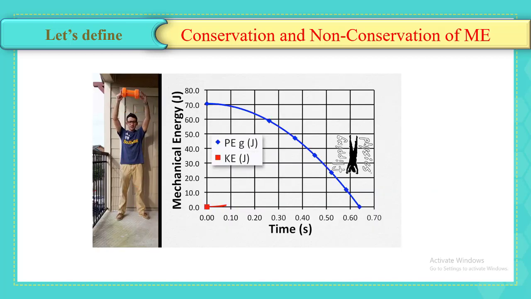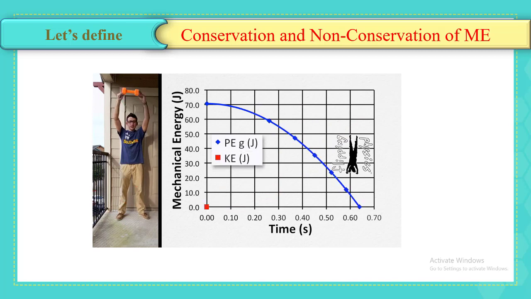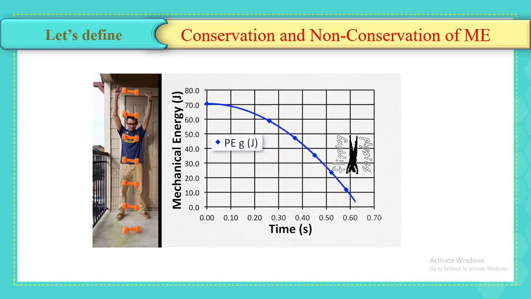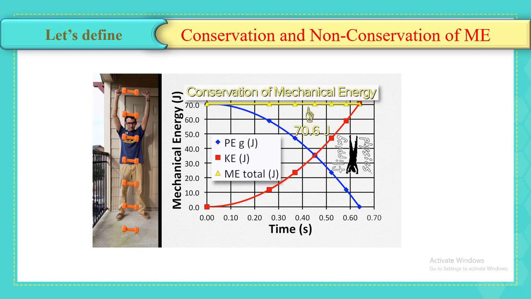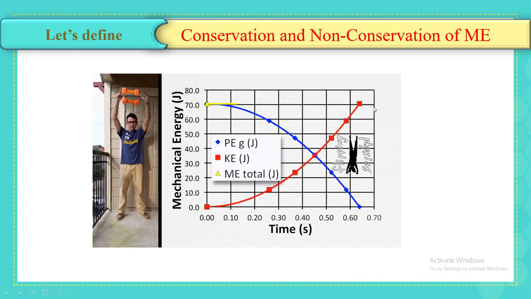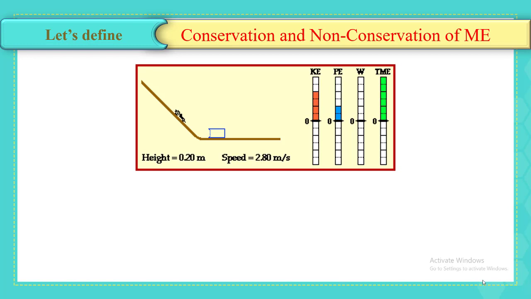An example about conservation of mechanical energy is shown here. The person releases an object downward and we assume that the air resistance is neglected. The gravitational potential energy is converted into kinetic energy. However, their sum is always constant. So, in case the mechanical energy is conserved, we obtain a horizontal straight line as shown here in the yellow line.